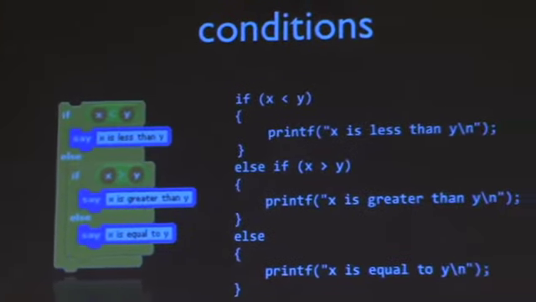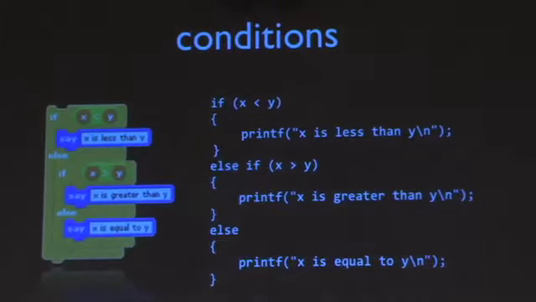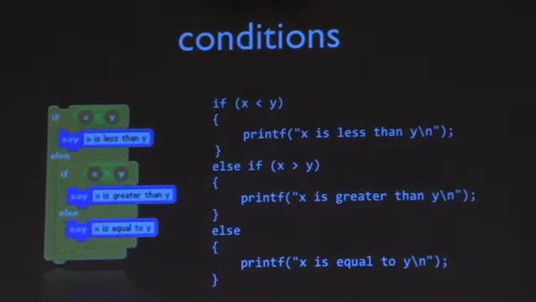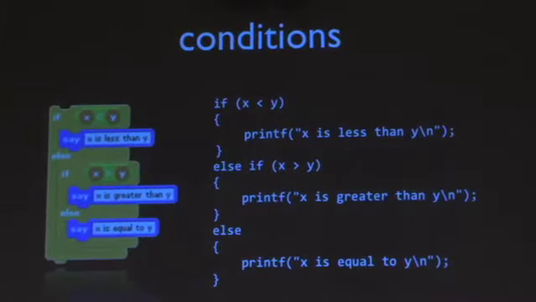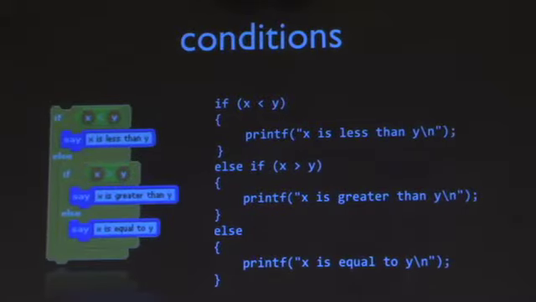So it translates to this. If x less than y, curly braces, printf. Else if x greater than y, printf. Else, printf. And the curly braces, just like the if conditions and the else conditions in Scratch have these embracing yellow bars, similarly do the curly braces conjure up that same idea. It's enclosing one or more statements inside of them.